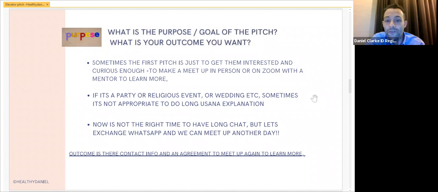But if you are on the football pitch or the soccer pitch chatting to one of the other team players, you don't sell them the car on the soccer pitch. You get their contact and you organize to invite them to come to your showroom. The same with Usana: if it's a religious event or a quick meetup group, the point is not to do a long explanation on Usana, because if you're doing a long explanation on Usana, that is not the reason for the gathering.